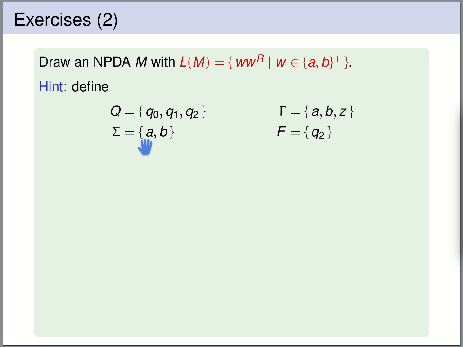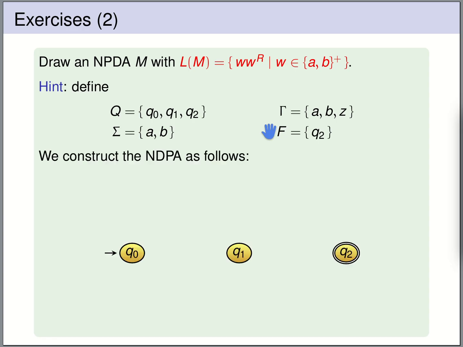So whenever we read an a, we will put an a on the stack. If we read a b, we will put a b on the stack, at least for the first part of the word. And if we enter the second part of the word, then we will remove a's and b's from the stack. Our accepting state is Q2.